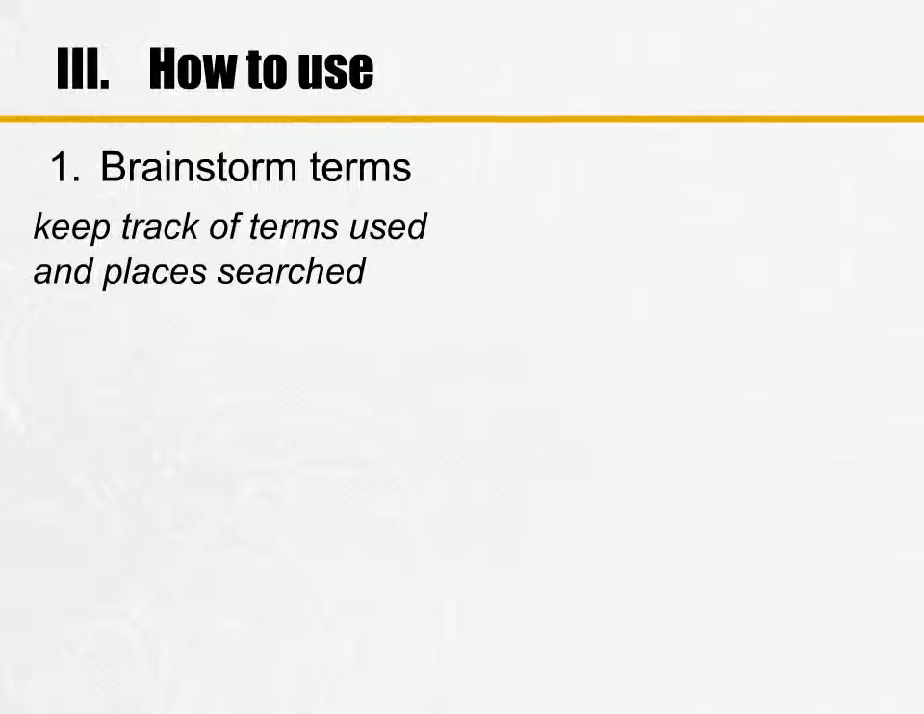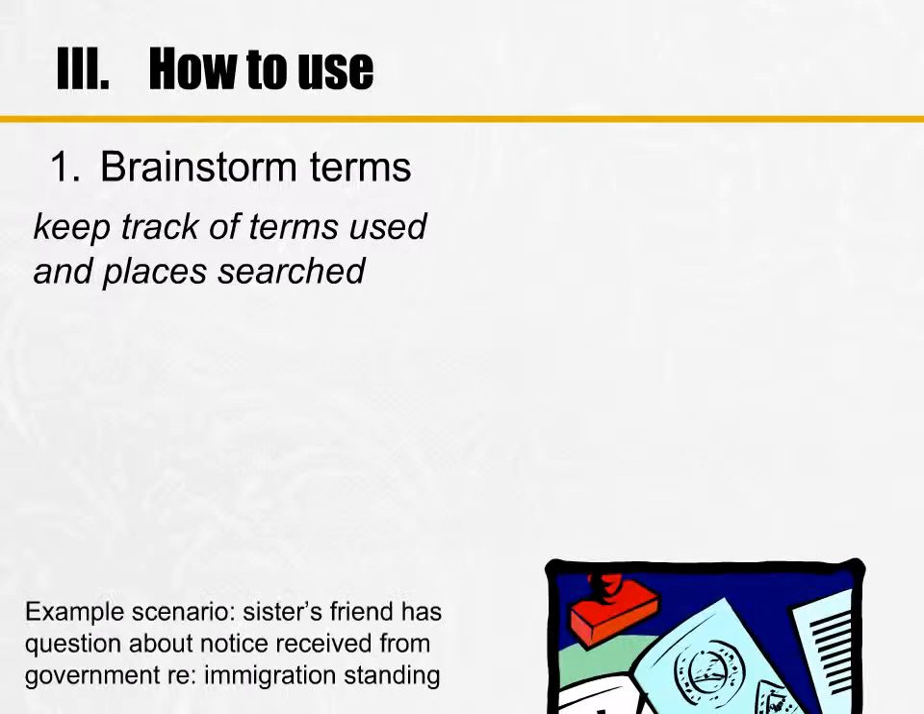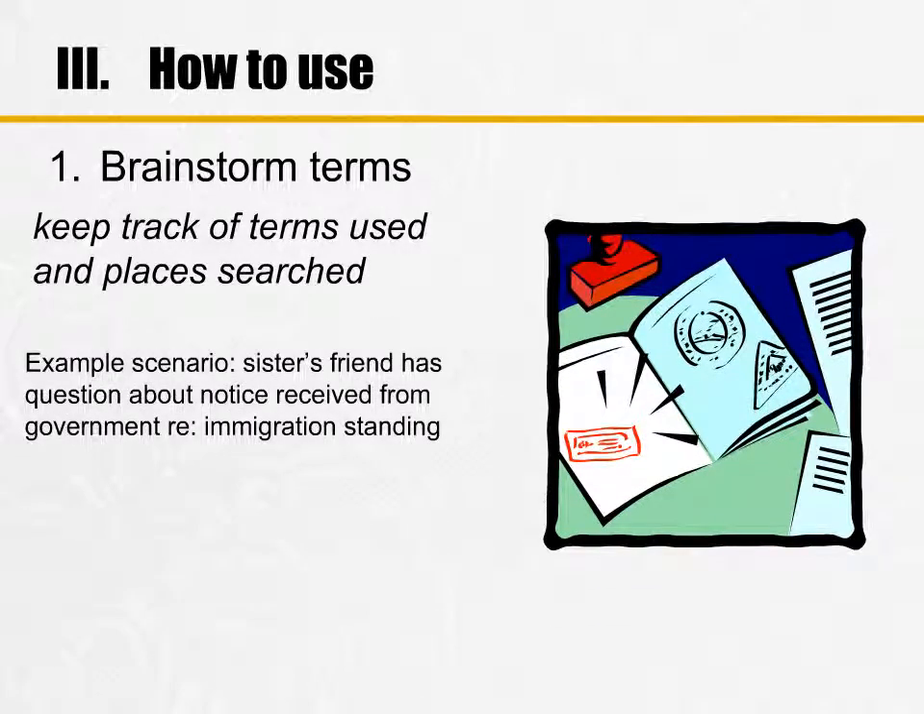Now let's try to actually do some searching in a legal encyclopedia. I'm going to make up a little scenario here in which your sister comes to you because a friend of hers recently received a notice from the U.S. Citizenship and Immigration Service about the friend's immigration status. Your sister can't remember exactly what it said, something about C or D or some letter anyway, and your sister was just wondering if you, as a law student, knew anything about what that meant.